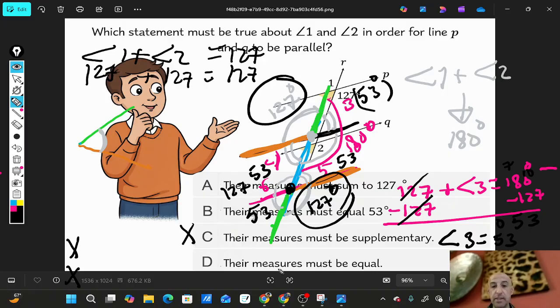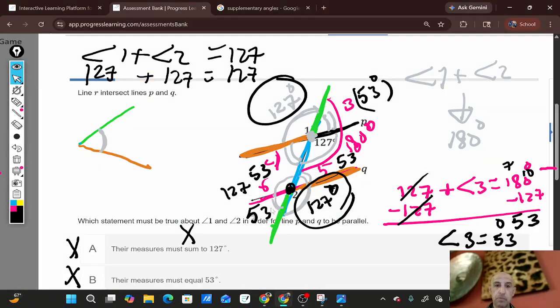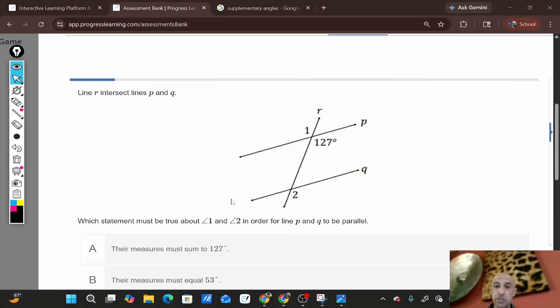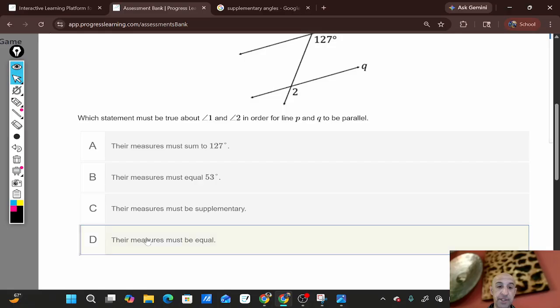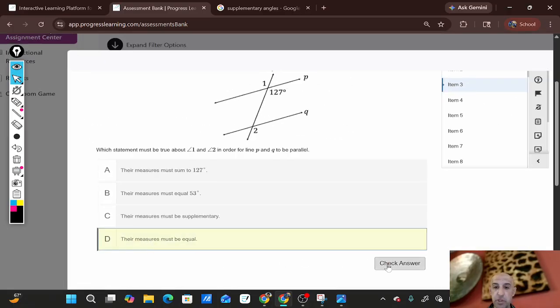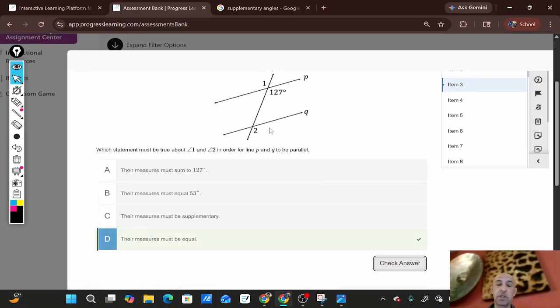What's about D? Their measures must be equal. Look at this. The angle 1 is 127 and angle 2 is 127. Of course, this is the right answer. I don't need all these things on the screen. So the answer will be D, of course. If we check the answer, this is the right answer.